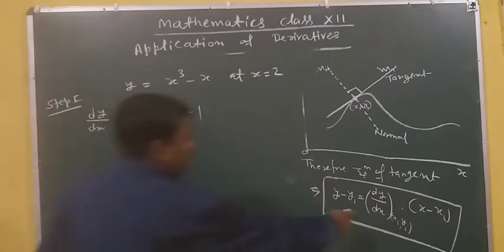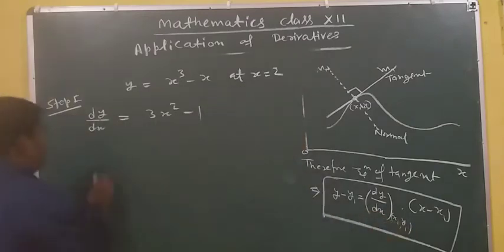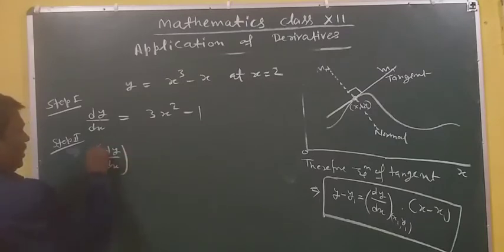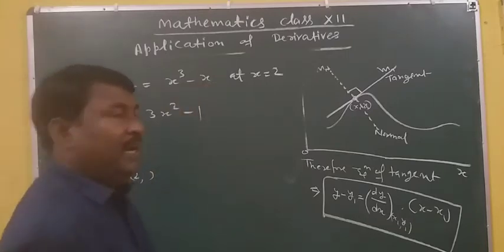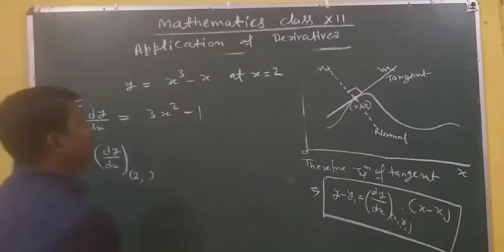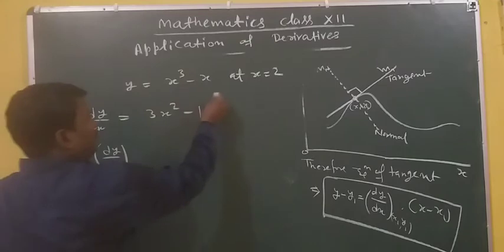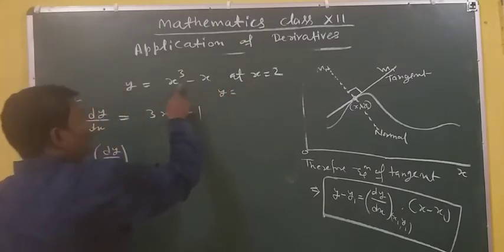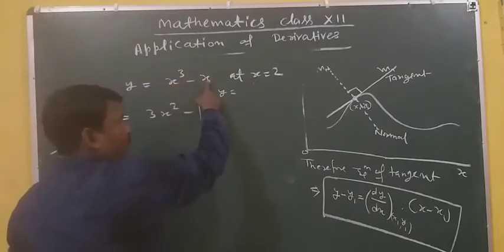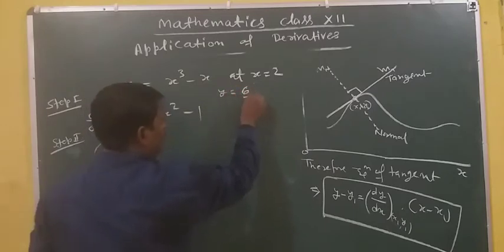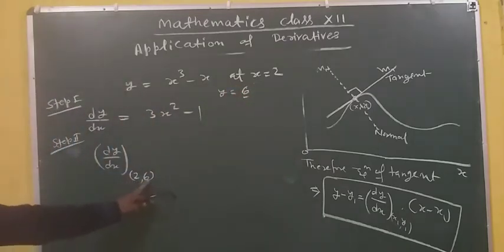Now, dy by dx at x1 and y1. Step 2: put the coordinates here. x1 is 2, the point at which you have to calculate. And y1, there is no need here, but you can find y. If x is 2, then y will be, putting 2 in the original equation, 2 cube, 8, minus 2. What will you get? 6. So at 2 comma 6, this is x1, this is y1.